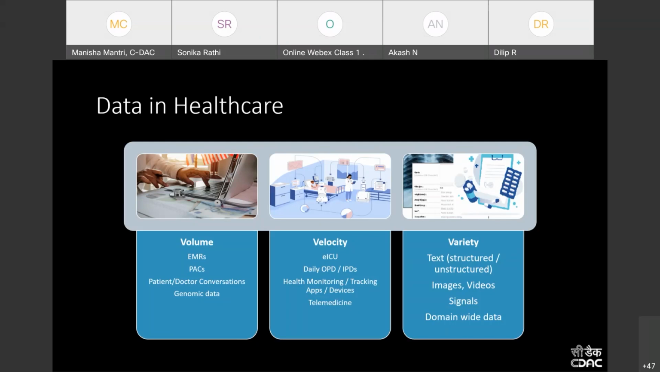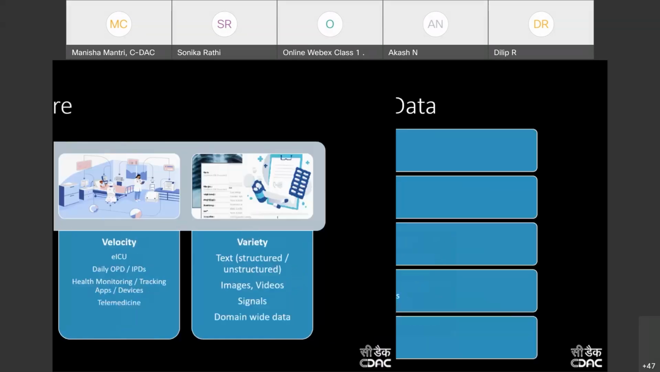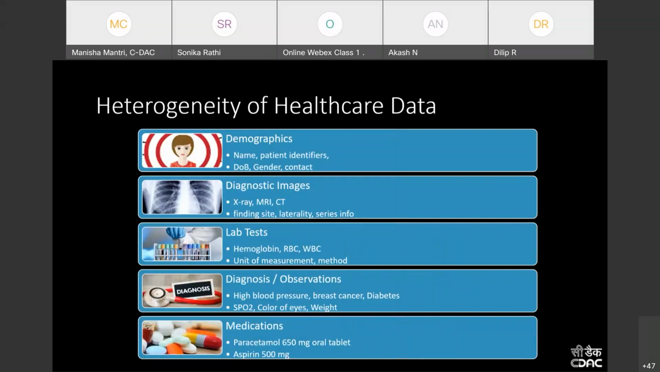When we look at the third added V among these 3 V's, it is veracity, where there is variation in data quality as well as reliability. We know that healthcare data is disparate, and there is a difference in the quality of data generated at different levels in the healthcare system. So let's have a look at the heterogeneity of health data in terms of its variety.